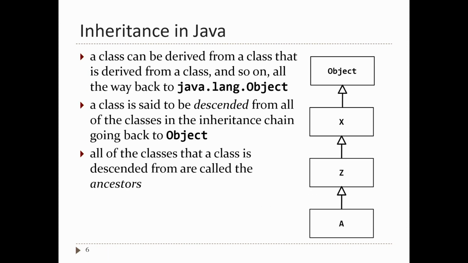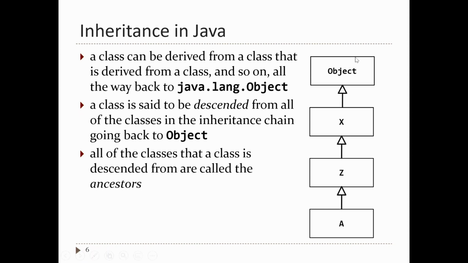The reason I use the word immediate is because you can have a chain of subclasses. A class can be derived from a class that's derived from a class that's derived from a class, and so on. In Java, you always end up back at the class java.lang.Object. Here A is the subclass of Z, which is the subclass of X, which is the subclass of Object. So we say that any class below Object is descended from all of the classes going back to Object. Class A is descended from Z, X, and Object.